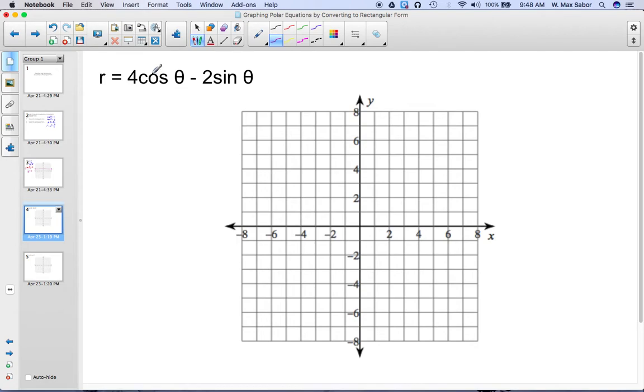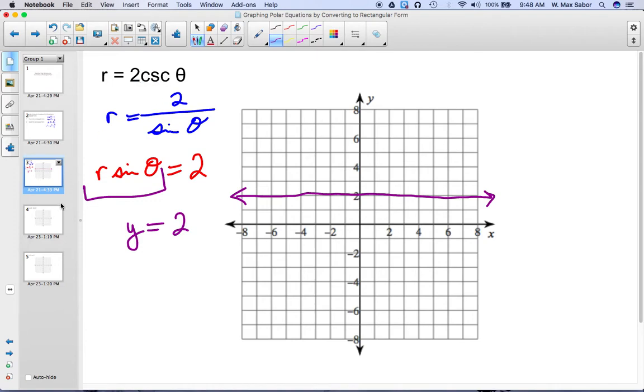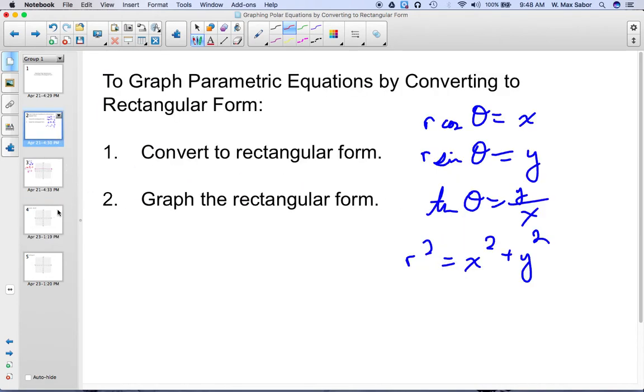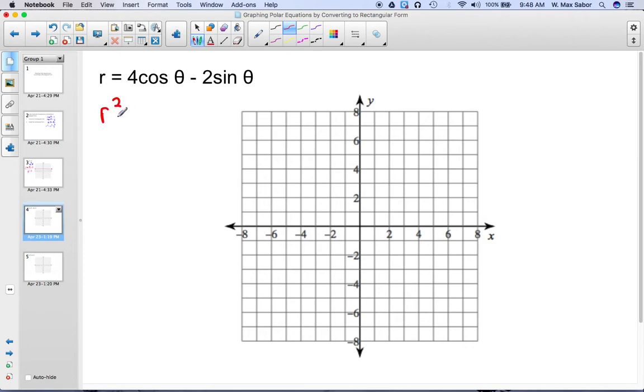r equals 4 cosine theta minus 2 sine theta. Now, if we did the same type of thing that we did over here, like by multiplying by something on both sides, it wouldn't actually work because the right side of the equation would still not have any r's in it, and it wouldn't remove the angles over here. So what we can do is, if we multiply the whole equation by r, then we will have r cosine theta and r sine theta. And r squared is one of the things that we're allowed to substitute in. So r squared equals 4r cosine theta minus 2r sine theta.